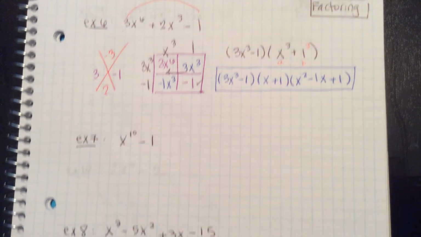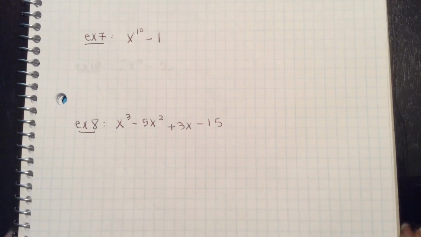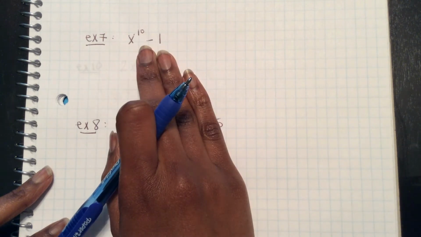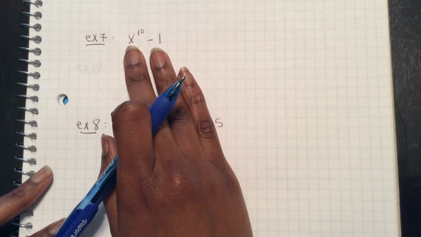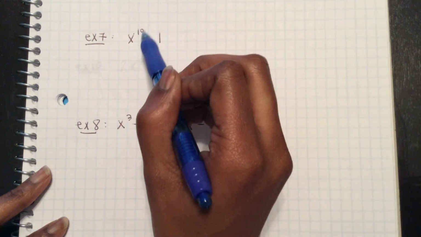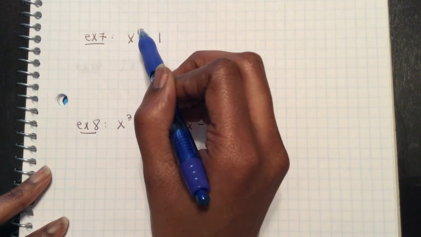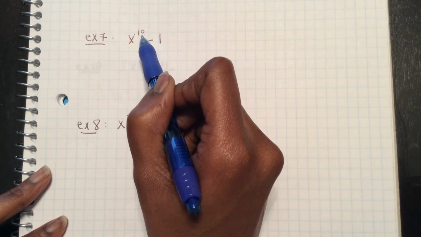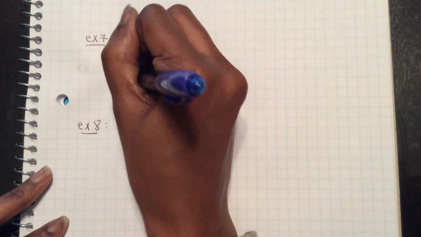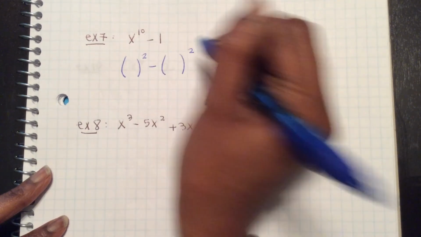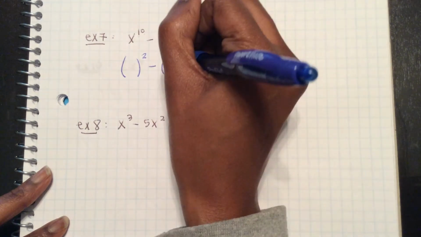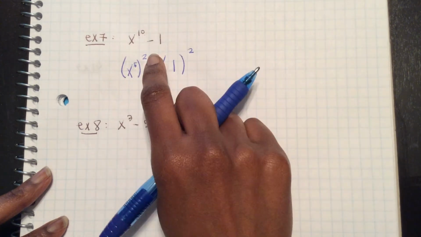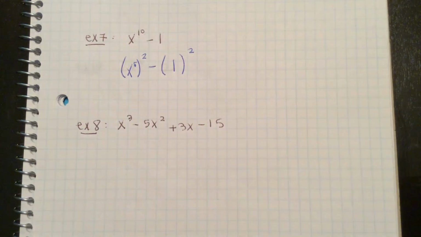Okay, let's move on to example 7. X to the 10th minus 1. So it's a binomial. There is no GCF. So binomials are either cubes or squares. Now, if this was an exponent that was a multiple of 3, then I would know it's a cube. But since it's an even power, it's a square. So this is a square subtracting a square. 1 squared is 1. And x to the 5th squared is x to the 10th if I multiply exponents.